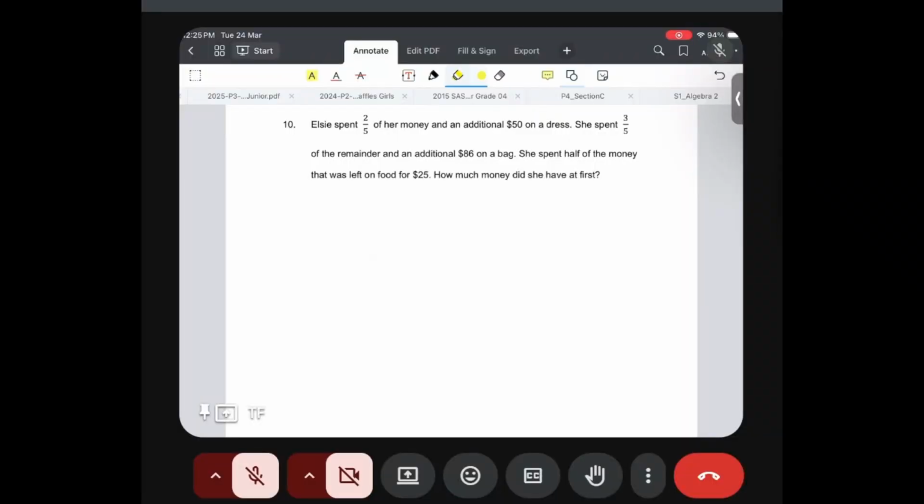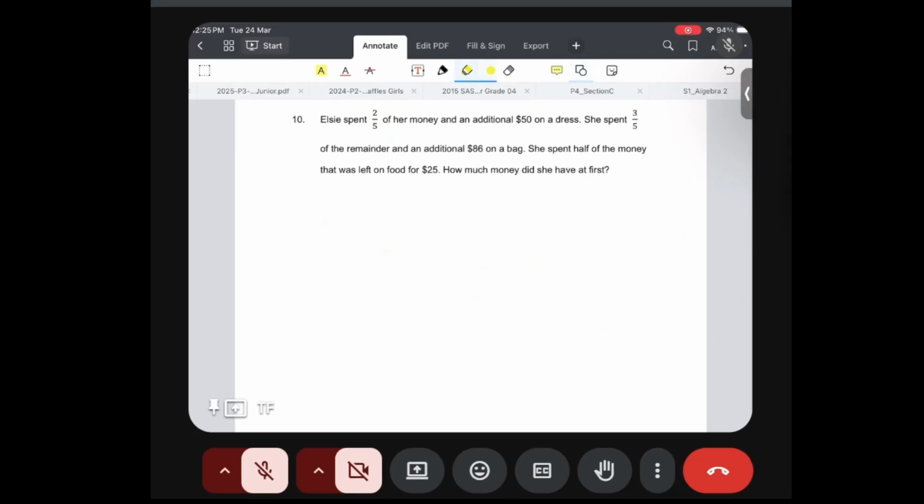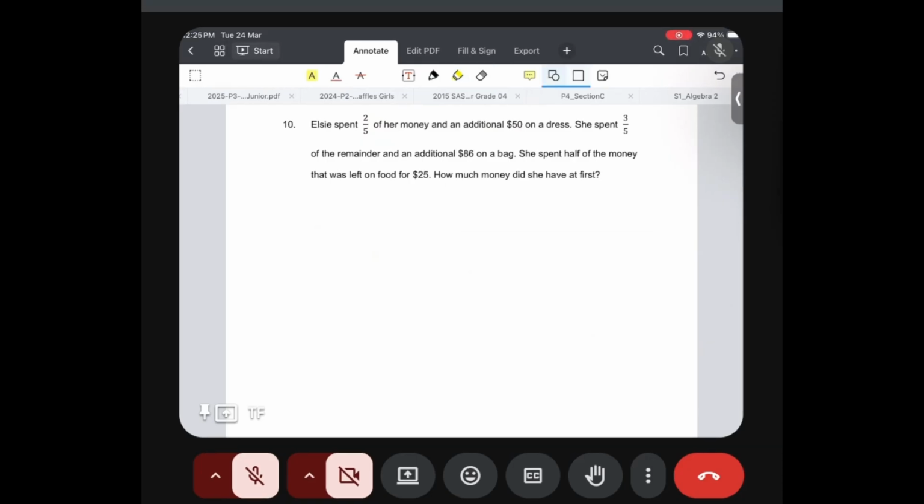Question 10 is a classic remainder heuristics question. In this problem, Elsie goes on a shopping spree and we need to work backwards to find out how much money she had at first. Since this is a paper 2 question, the best way to solve it is by drawing a model. Let's break it down sentence by sentence.